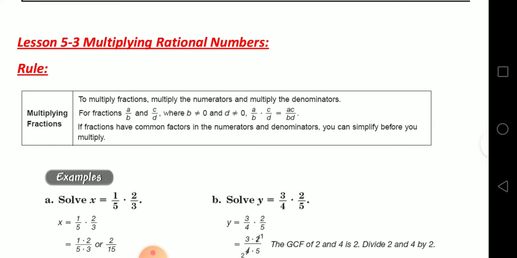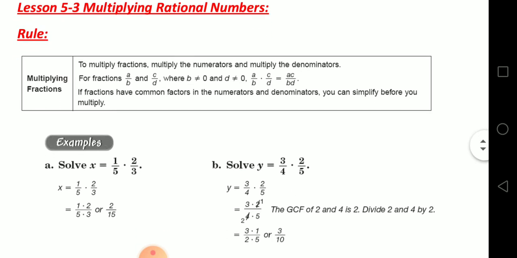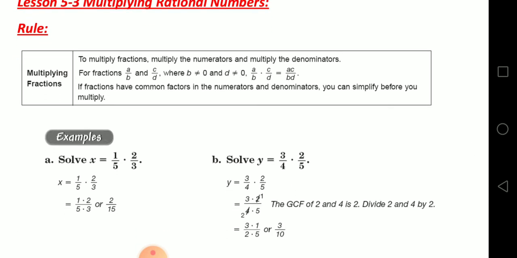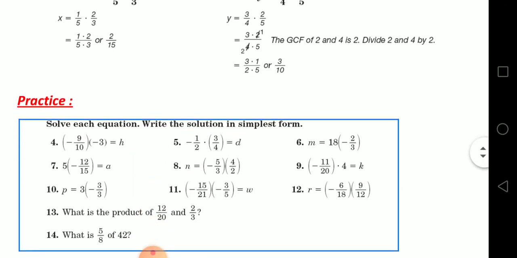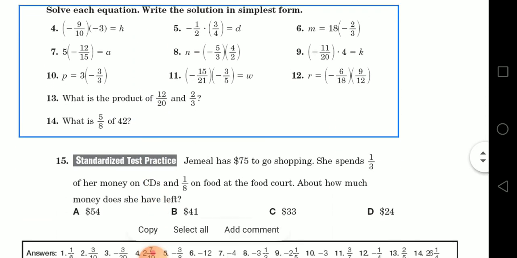What about multiplying rational numbers? I have a rule. I will multiply the numerator by the numerator, and the denominator by the denominator. Then simplify. 1 times 2, 2. 5 times 3, 15. The other one, the same. 3 times 2, 6. 4 times 5, 20. 6 and 20 we have a common factor, so divided by 2, 3 over 10. And this is very easy.